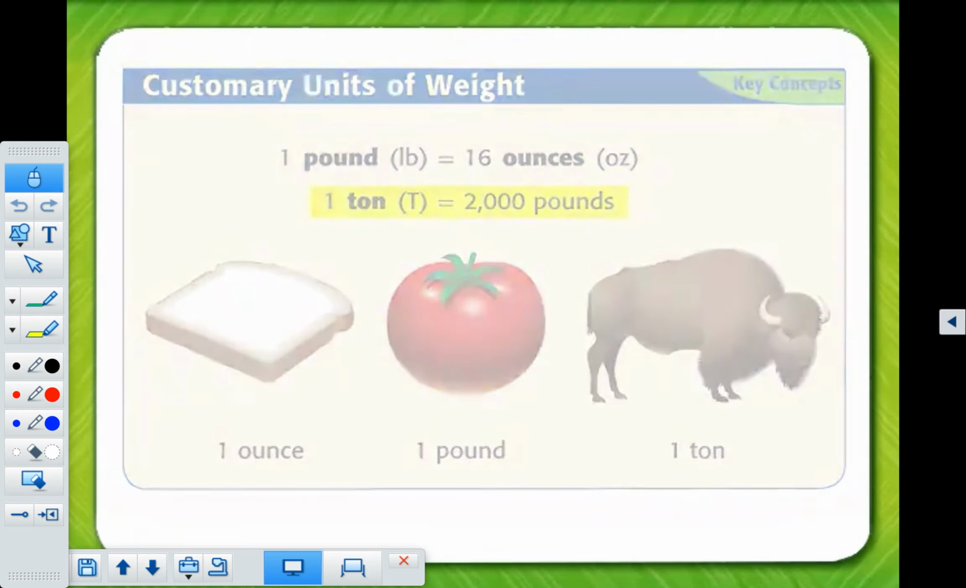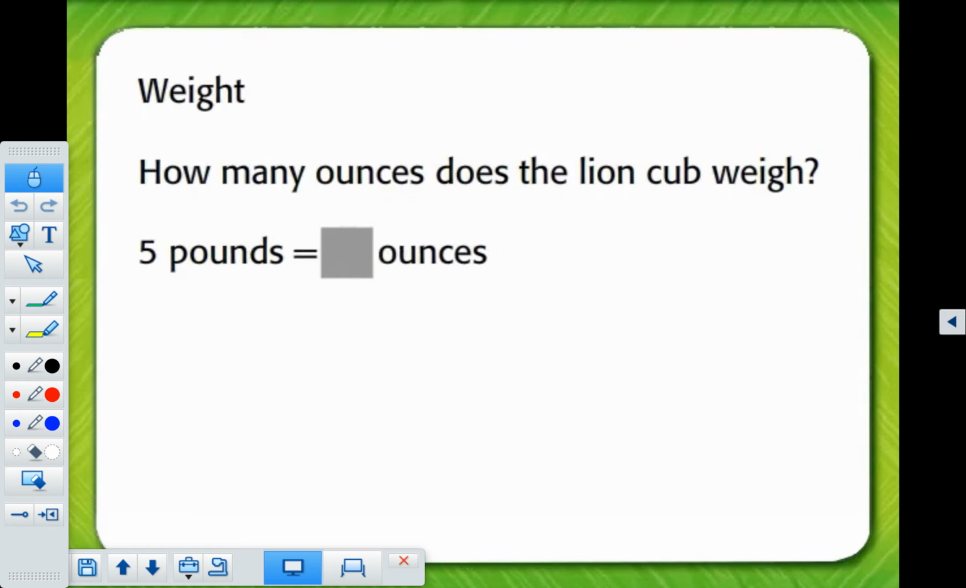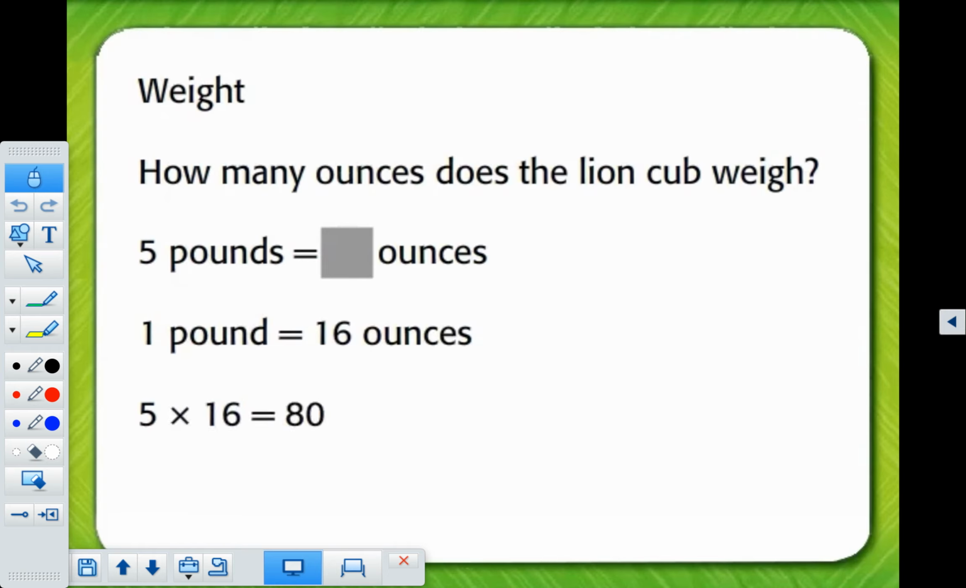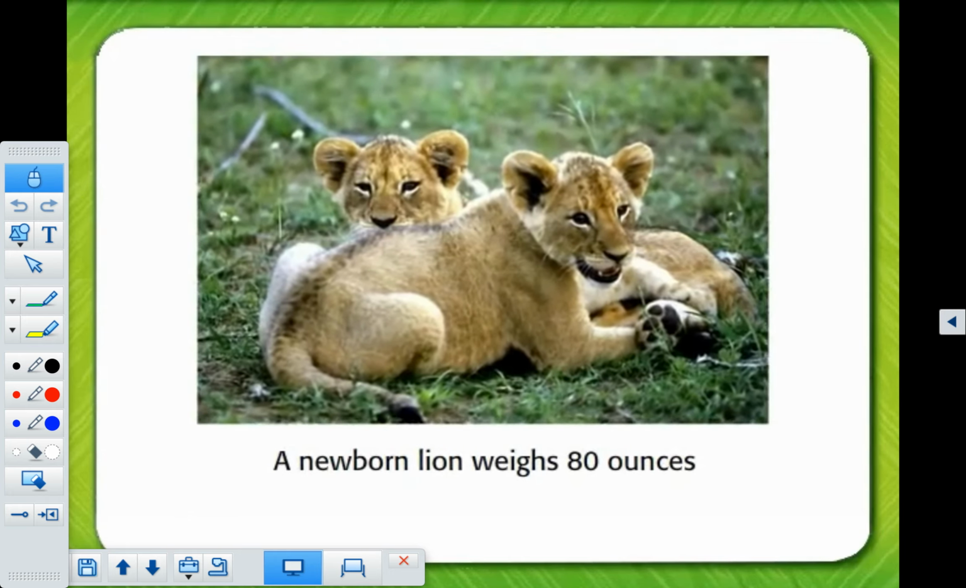Now, let's solve the problem. How many ounces does the lion cub weigh? We know the lion cub weighs 5 pounds. We need to convert this to ounces. Larger units, pounds, are being converted to smaller units, ounces. To convert a larger unit of weight to smaller units, multiply. Since 1 pound equals 16 ounces, multiply 5 by 16. 5 times 16 is 80. So, 5 pounds is equal to 80 ounces. A newborn lion weighs 80 ounces.